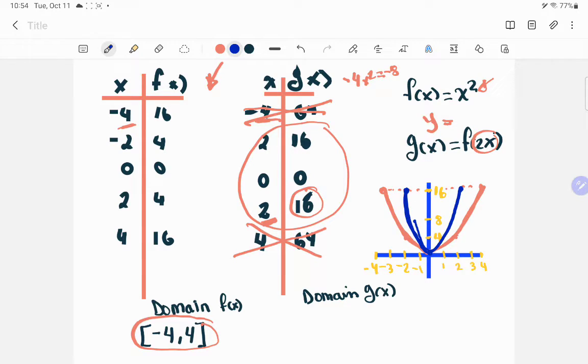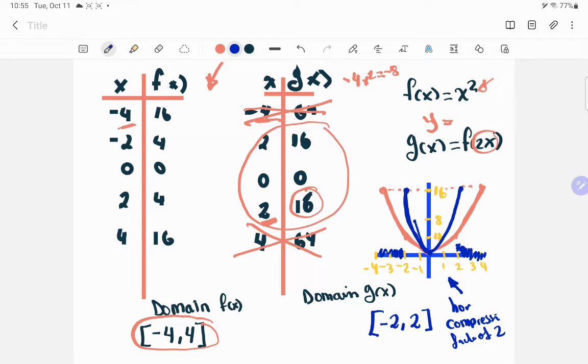Sorry, it's not so accurate. What happened with the domain? Did I have any value passing through? No. Any value before negative 2? No. So my domain went from negative 2 to positive 2. That's the domain of the transformation. And you see, this is a horizontal compression by a factor of 2.